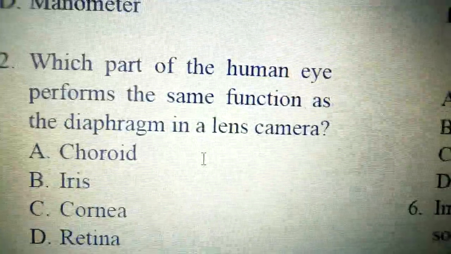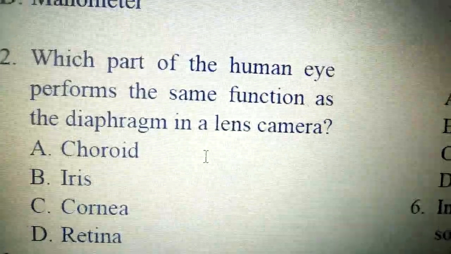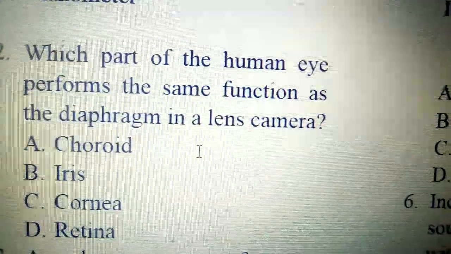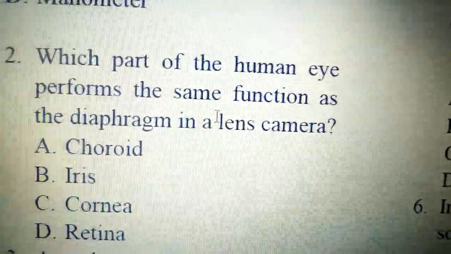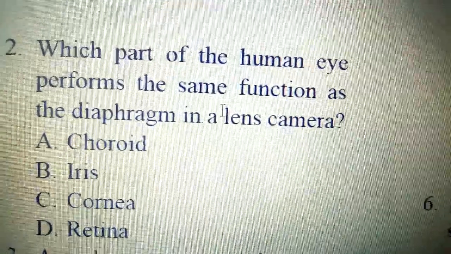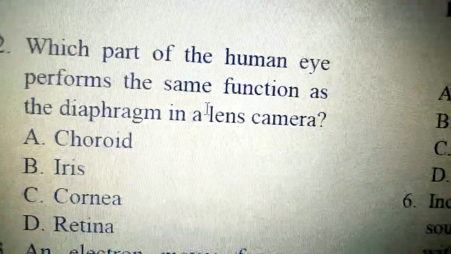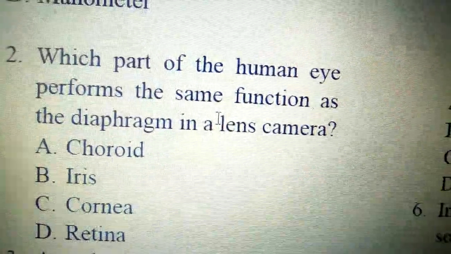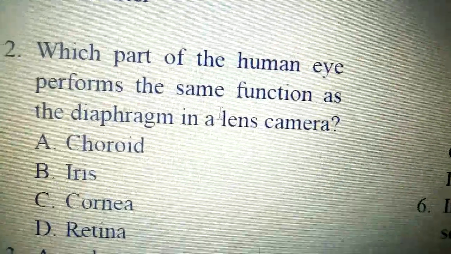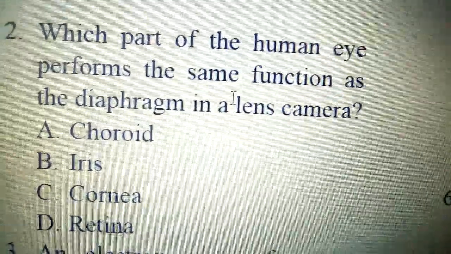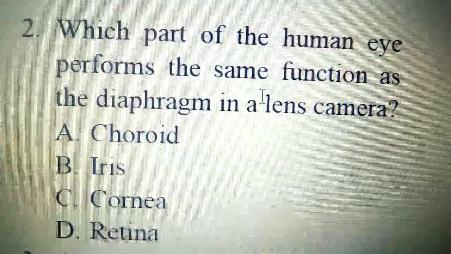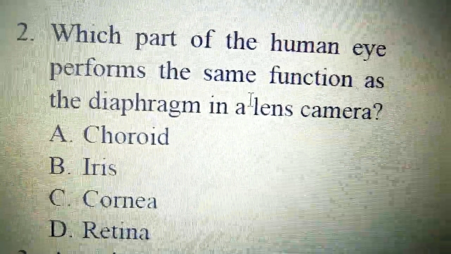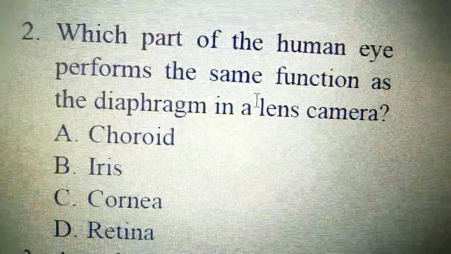Number 2, which part of the human eye performs the same function as the diaphragm in a lens camera? The diaphragm restricts the amount of light entering the camera, preventing excess light from entering the camera. Option A, choroid, option B, iris, option C, cornea, option D, retina. The answer to number 2 is the iris. Option B is the right answer.